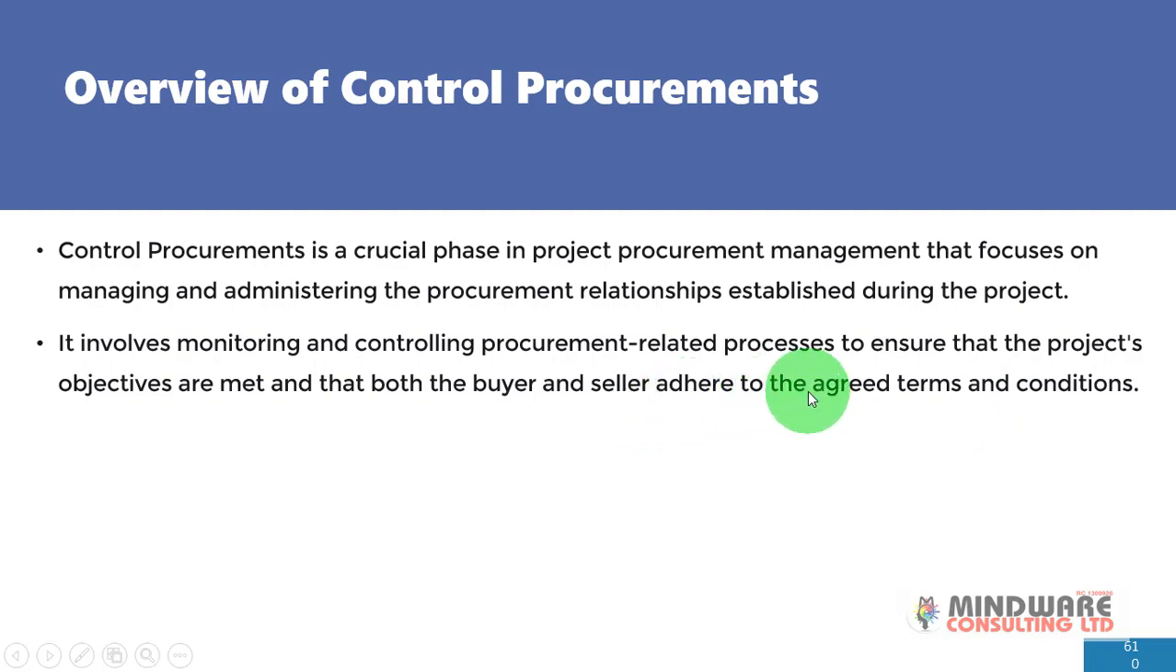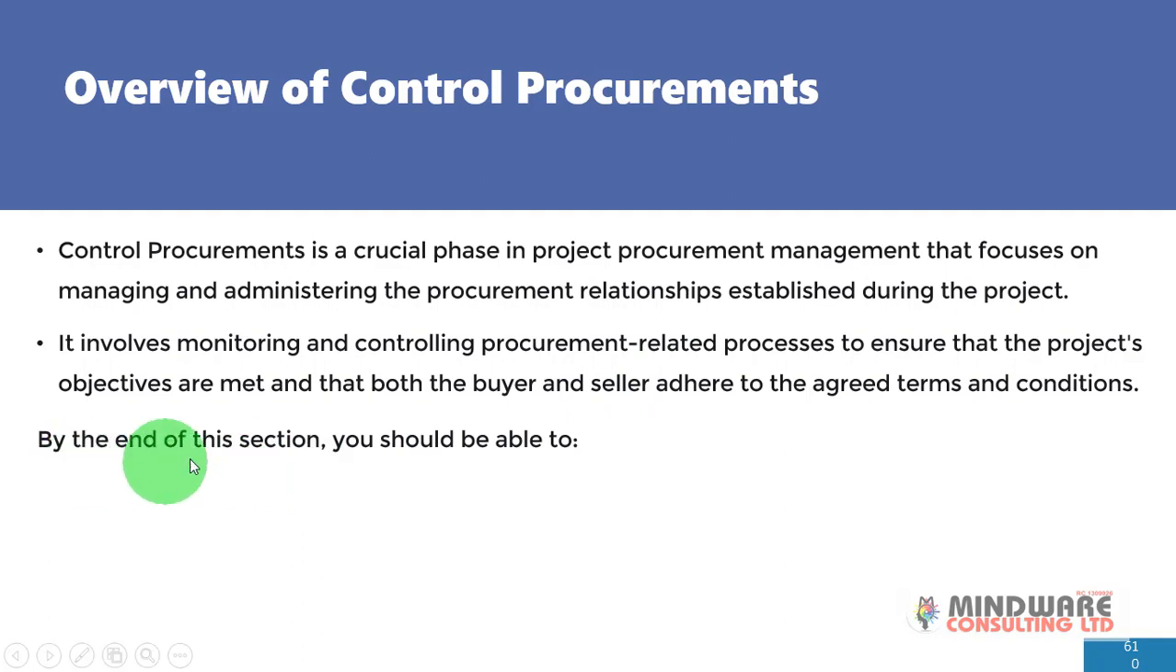Okay, so this control procurement is all about monitoring and controlling the processes involved in the procurement. Number one, to ensure that the project's objectives are met as a result of this procurement, and then also the agreements that have been reached between the project team, who is the buyer now, and the contractor, who is the seller now. The agreed terms are adhered to.